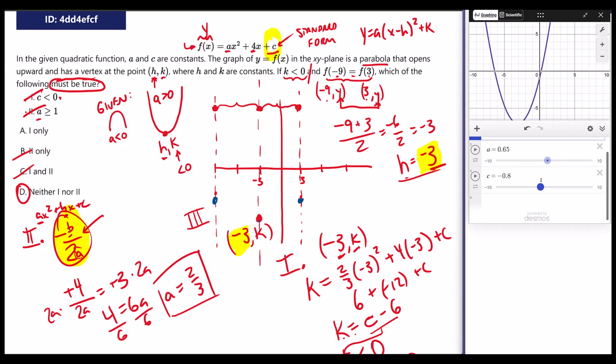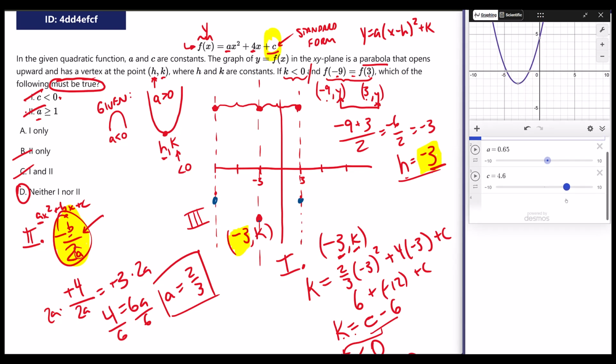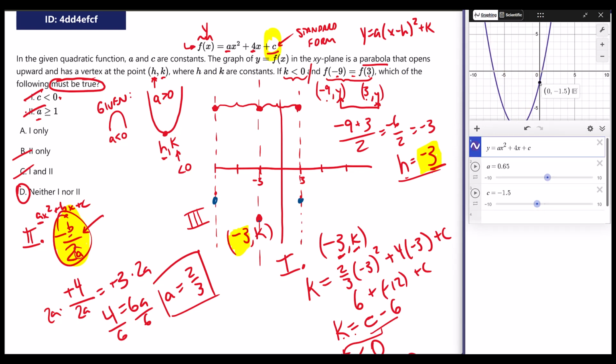So here's the thing. I can remember that this vertex has to be at negative 3, and then my y value has to be negative. So I am moving the parabola up and down using the C slider, and I am keeping my vertex in negative y territory, right below the x-axis. And over here on the y-axis, I can see that C, for instance here, is negative 1.5, right? So again, that's C, that is my y-intercept. I can see that C is at negative 1.5 there.